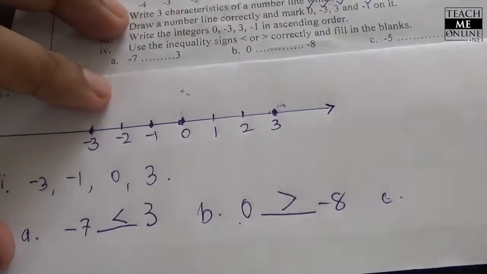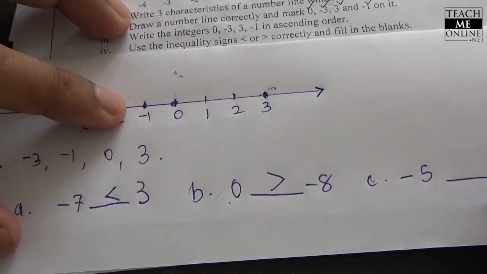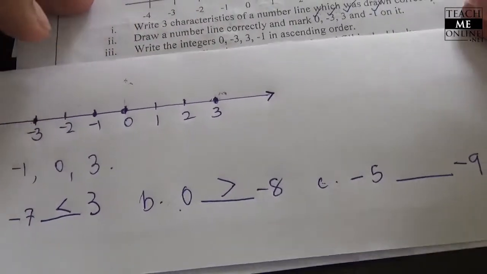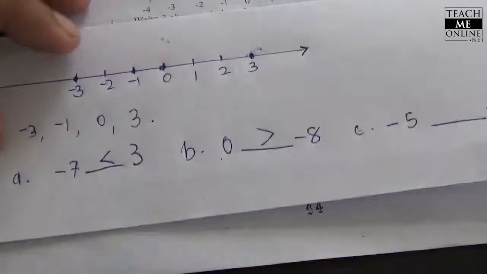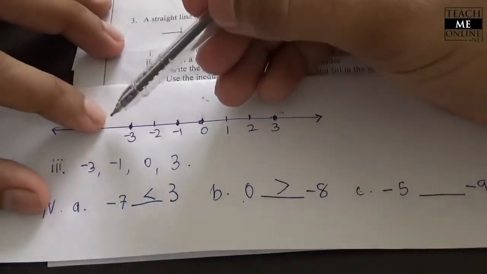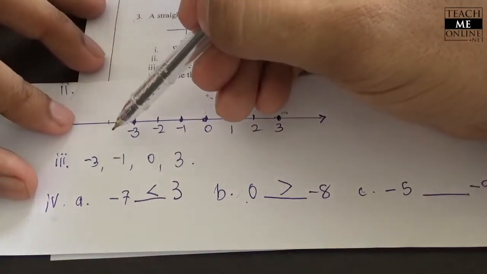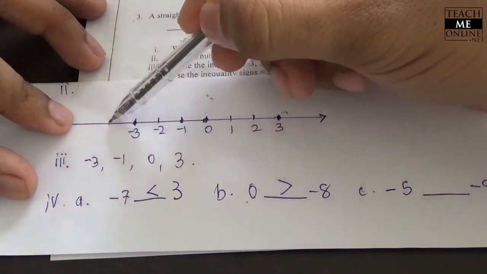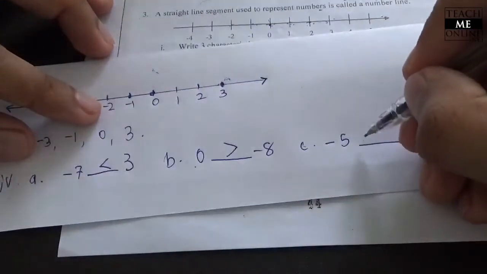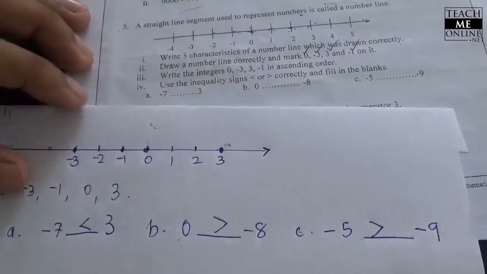And finally part C, negative 5 and negative 9. Right. So here negative 5 and negative 9. Negative 5 will be somewhere here and negative 9 will be somewhere here. So what is on the right side? Negative 5 is on the right side. That's the larger one. So the mouth is open towards that.